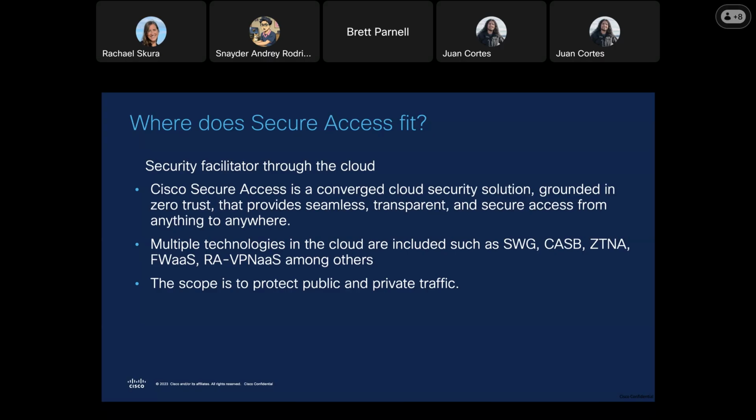We achieve that by a mix of technologies and engines that are in the cloud, such as SWG. If you have background with Umbrella, if you know the product, this is very similar. The functionality was brought over to Secure Access. We also have CASB, Zero Trust Network Access, Firewall as a Service, Remote Access VPN to the cloud, among other services as well. And again, the scope of all the solution is to protect both the public traffic and also your private traffic when it's destined to on-prem or private resources.